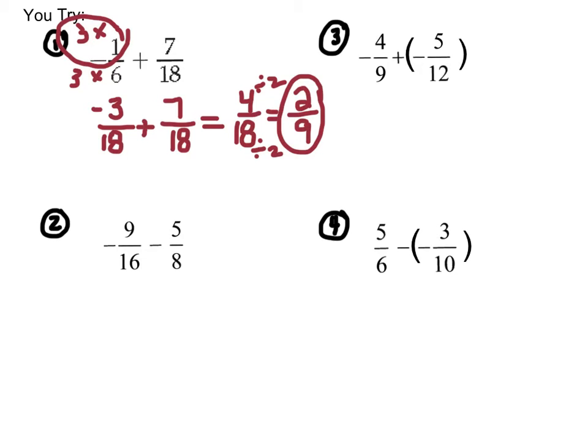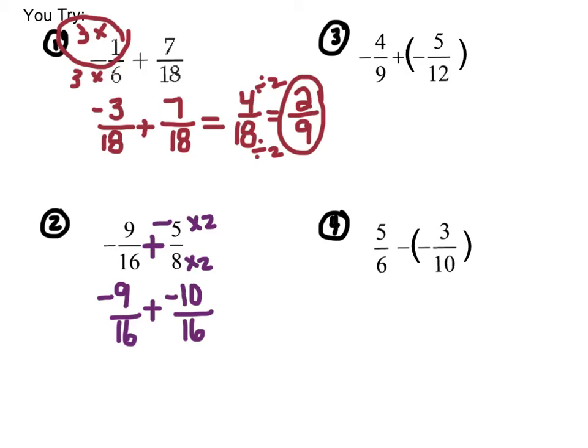Okay, let's go ahead and try number 2. My common denominator for number 2 is going to be 16. It looks like we're going to have to use SAO on this one because I do have a minus sign right here. So I'm going to change it to plus -5. My first fraction, since it already has a 16 in the denominator, I'm going to leave the -9 alone. However, in my second fraction, I'm going to have to multiply my numerator and my denominator by 2. So I get -10.